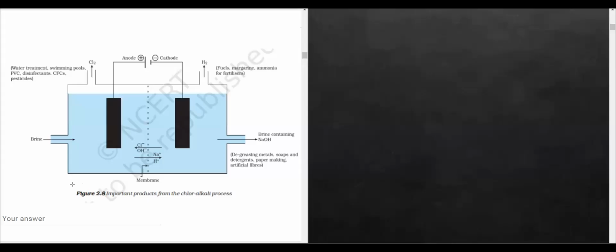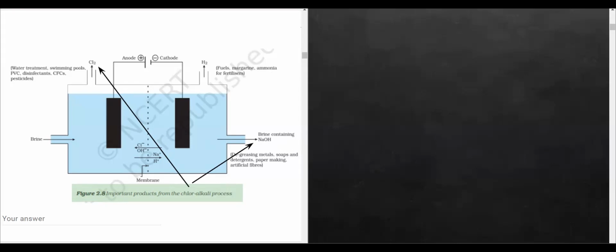In this video, we are going to understand some of the important products obtained from the chlor-alkali process. First, you should know why this is called the chlor-alkali process. In this reaction, the product obtained is chlorine, right? Thus, the word chlor has come from chlorine, and another product is sodium hydroxide, which is an alkali, and that's why it's called the chlor-alkali process.